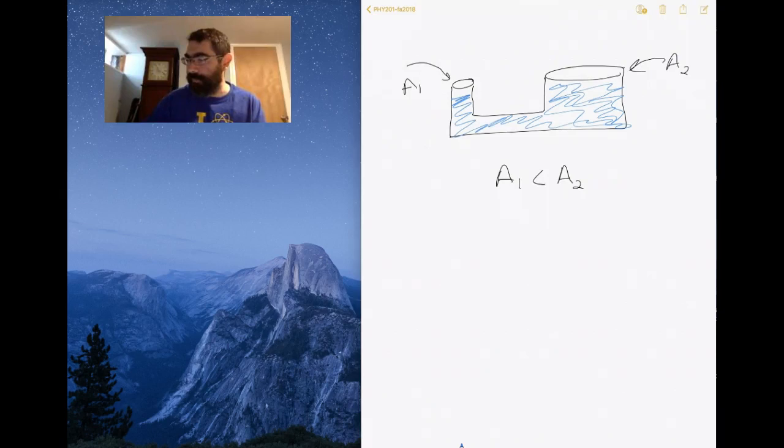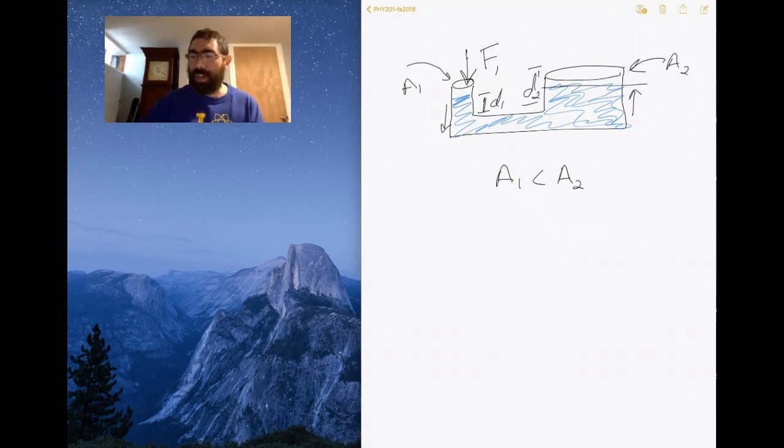And then what I do is I apply a force. So let's say I apply a force F1, which pushes down the fluid by a distance D1. So I'm going to decrease the height there, which actually raises up the fluid a distance, let's say D2, on this side. So the fluid goes down on the left-hand side and then goes up on the right-hand side.